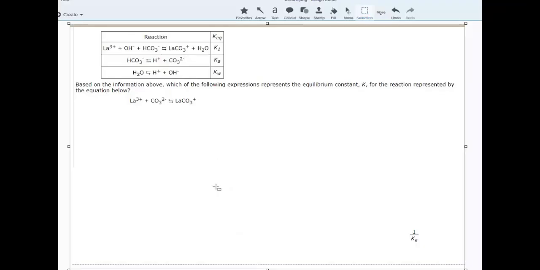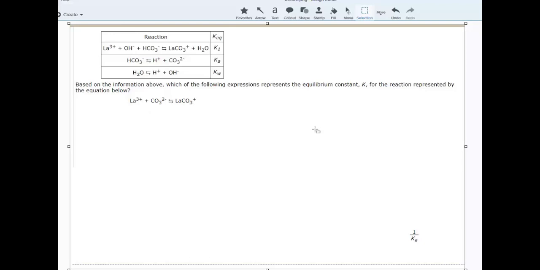All AP exams have some questions where they give you a bunch of reactions and some of their values: equilibrium constants or enthalpy changes, entropy changes, or even changes in Gibbs free energy. They'll say use these equations to come up with something new, this extra equation, which is what this one's about. Based on the information above, they give us these three equations. We'll need to know about the equation below.